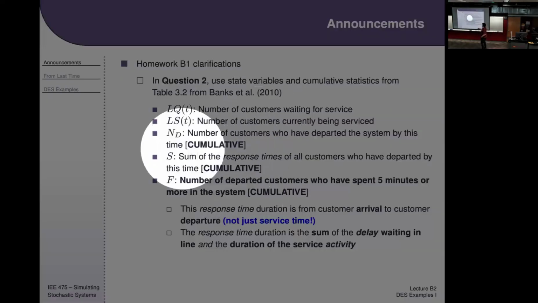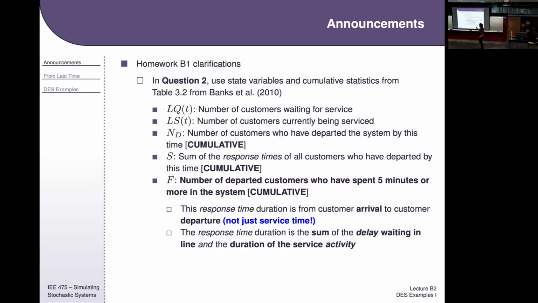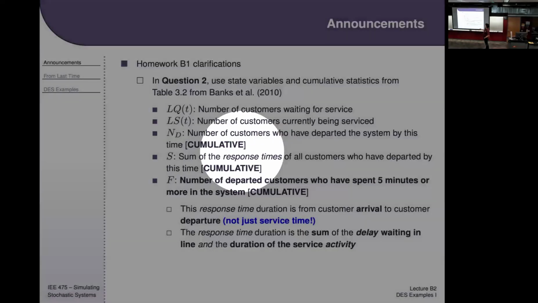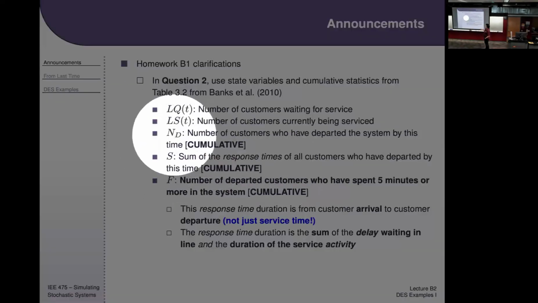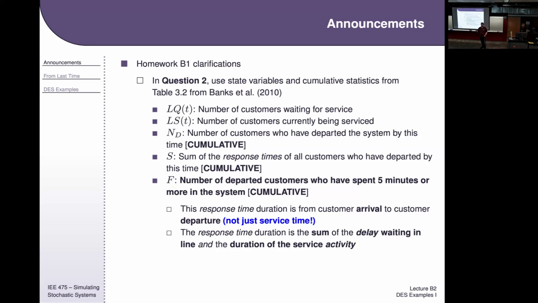So that's the trick here. In D is always going to increase by 1 whenever someone departs. F may increase by 1 if that person spent more than 5 minutes. Otherwise, it won't change.